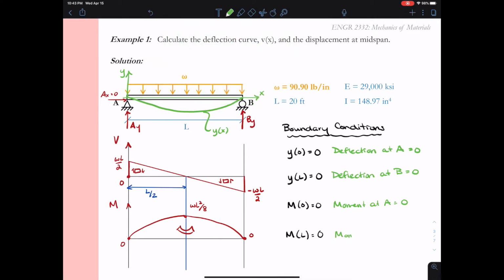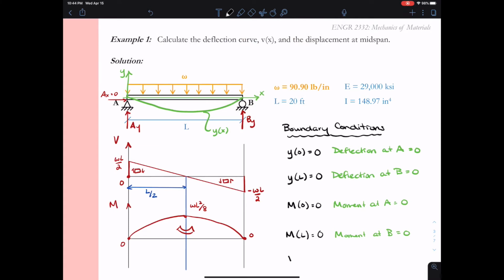Now, we created a fourth order differential equation relationship. So if we're going to integrate that back to get the deflection curve, we need at least 4 boundary conditions to help us solve for the constants of integration along the way. Now, we can use other boundary conditions if we choose to.